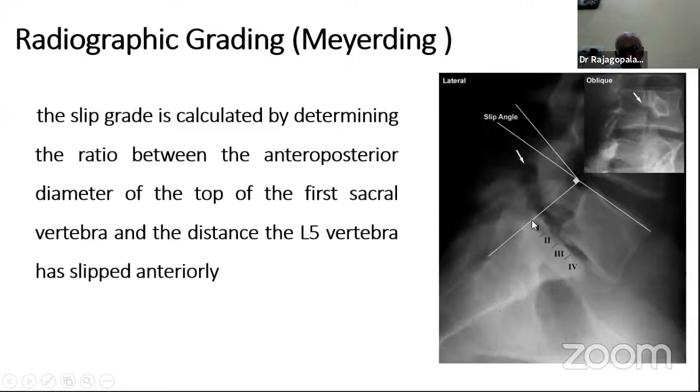S1 is divided into four zones, depending on how much the L5 vertebral body moves forward. I think all of you will know that.